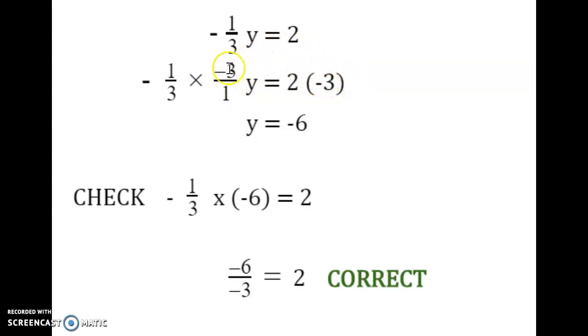Remember, you've got to do what you do to one side, you've got to do to the other, so that we can isolate the variable. Because when these cancel each other out, we are left with just y. 2 times negative 3 gives us negative 6. When we put it back into the equation, in this particular instance, we are left with 2 steps to determine if our answer is correct. So let's take a look at that. Because we have negative 1/3 by negative 6, it became 2. So that ultimately became negative 6 over 3, which then is equal to 2.